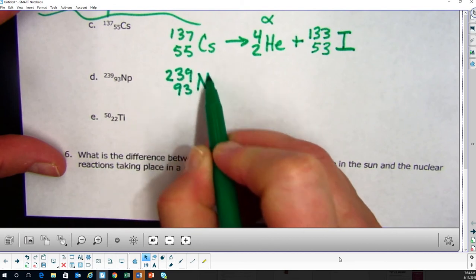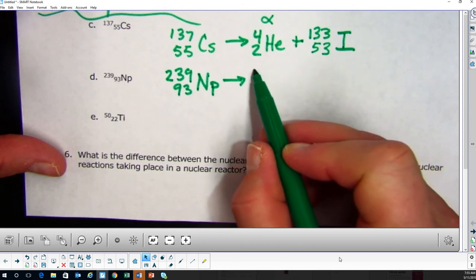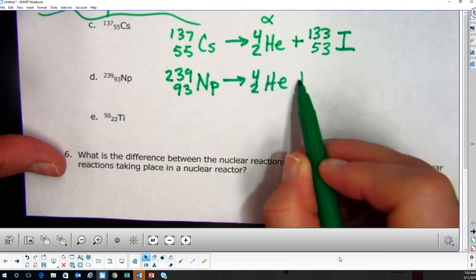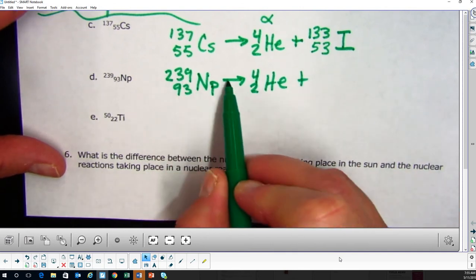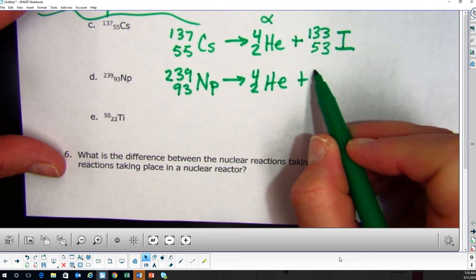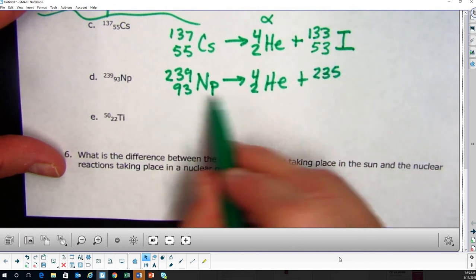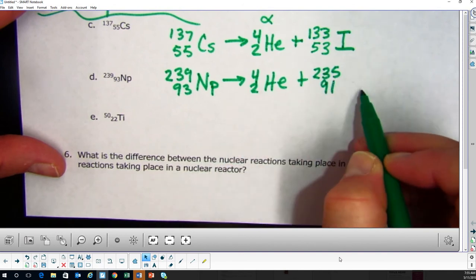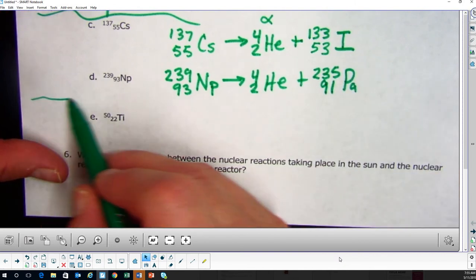239,93 neptunium gives, if we do an alpha decay again, it's going to be 4,2 helium, right? Plus what number? So 239 is equal to 4 plus 235. 93 is equal to 2 plus 91, which is protactinium, so Pa. Now I'm going to change it up again.